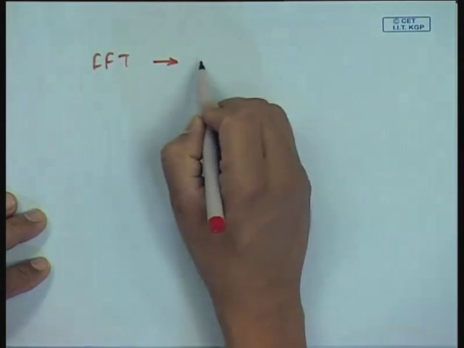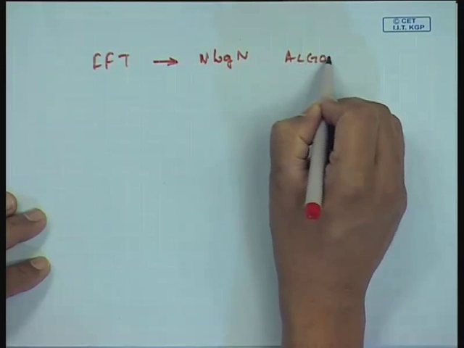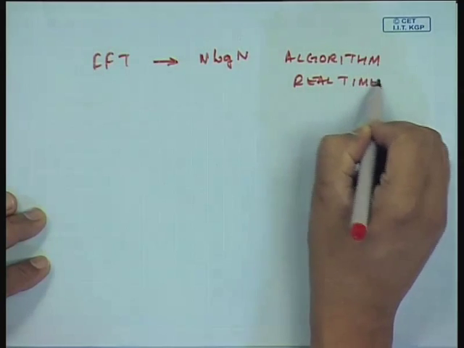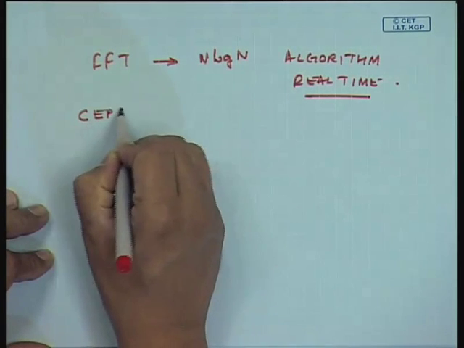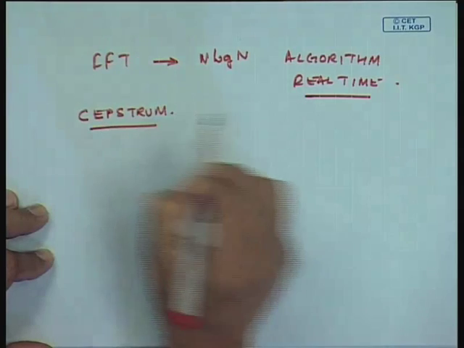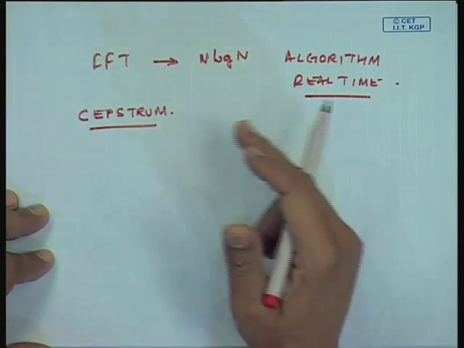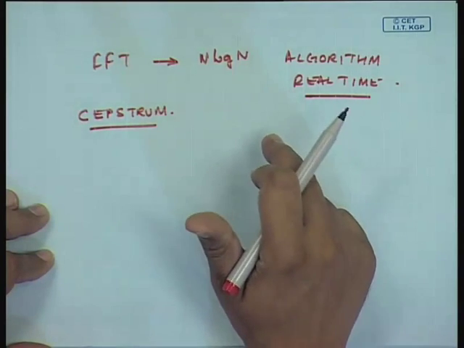Now, the question is, you would have seen FFT can be done by the n log n algorithm, and it can be implemented in real time. Okay. Unlike FFT, cepstrum cannot be done in real time, because a block of data has to be taken, and it has to be processed to find out the log amplitudes, and processed to find the unwrapped phase as a continuous signal.